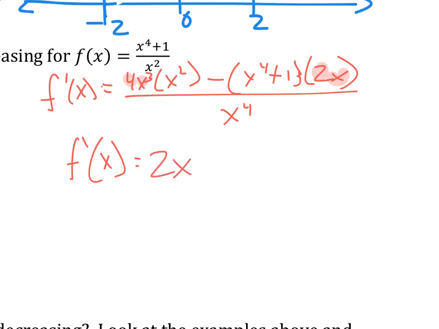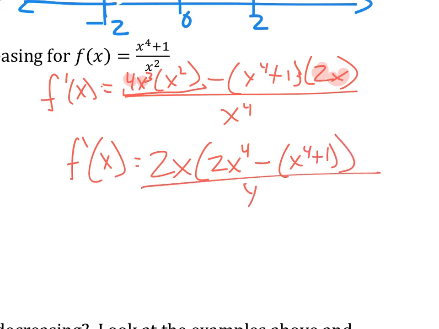So 2x. And what's left behind? Well, with this first term, which is really 4x to the 5th, we'll have 2x to the 4th, minus, and we've got x to the 4th. Be real careful with your parentheses here. All over x to the 4th. Okay.